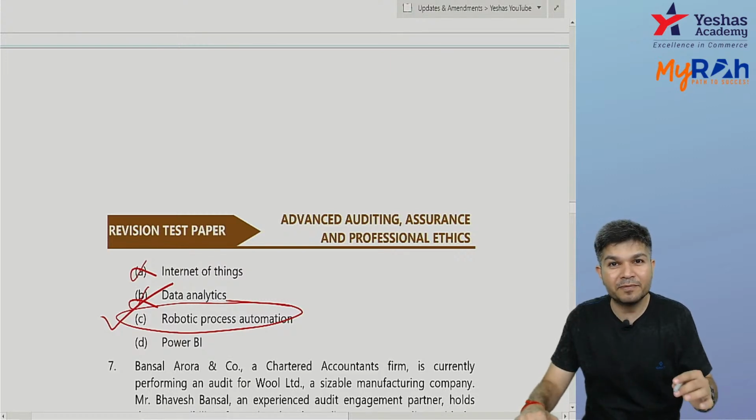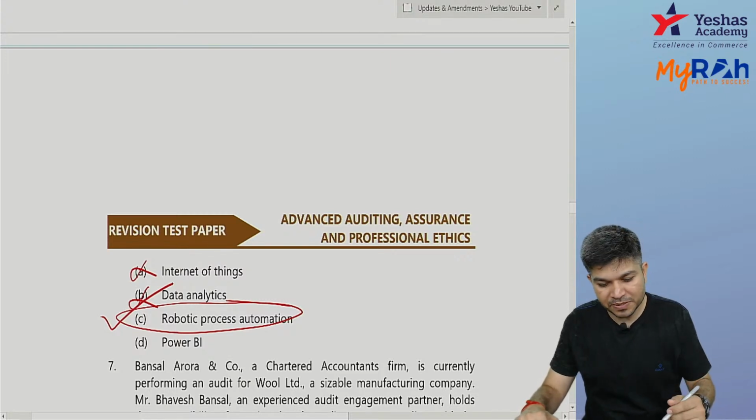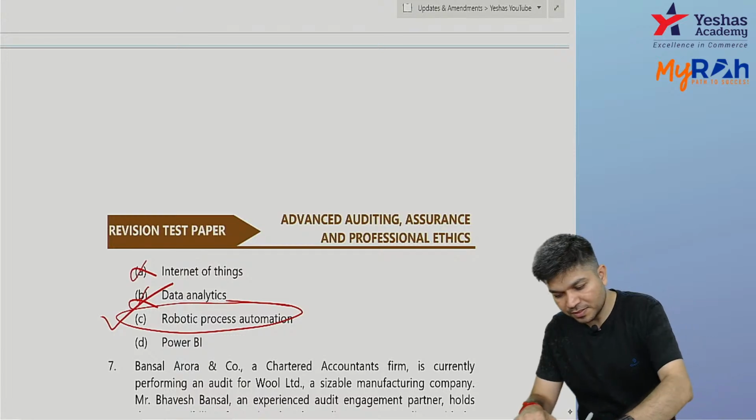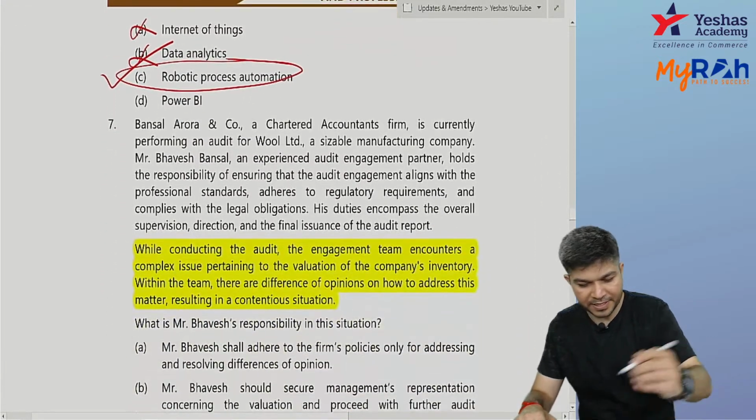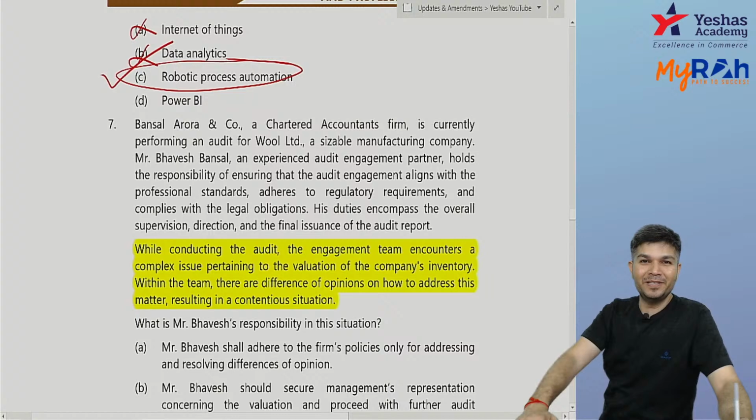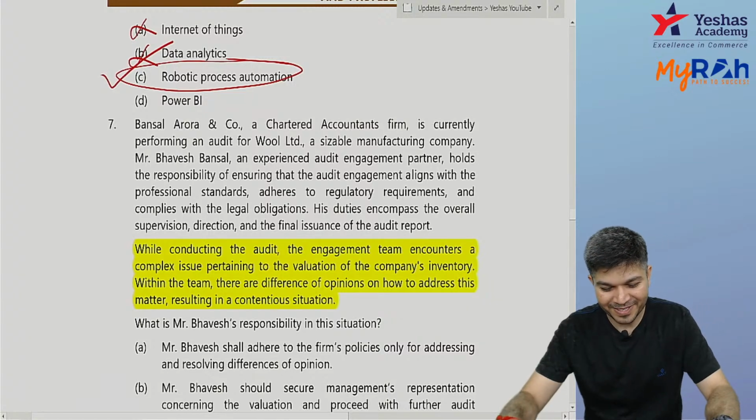Power BI is again for data analytics presentation purposes. So the answer is C, Chennai. Dhoni, Chennai Super Kings. Chalo.